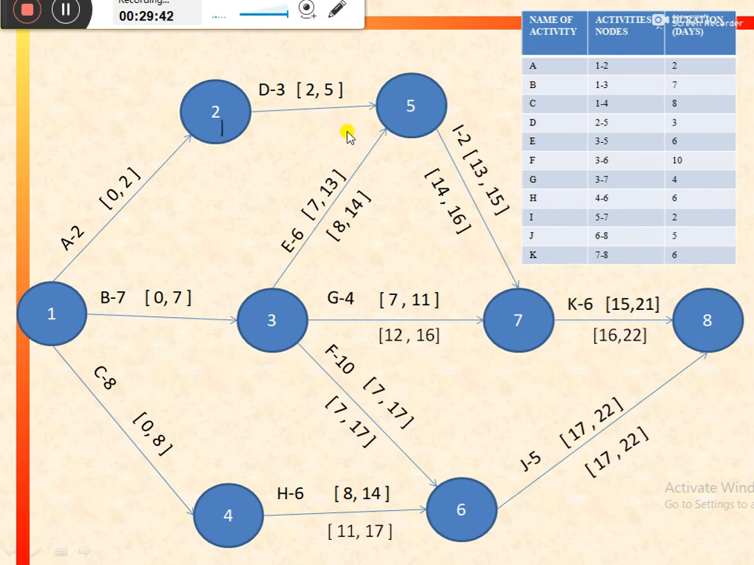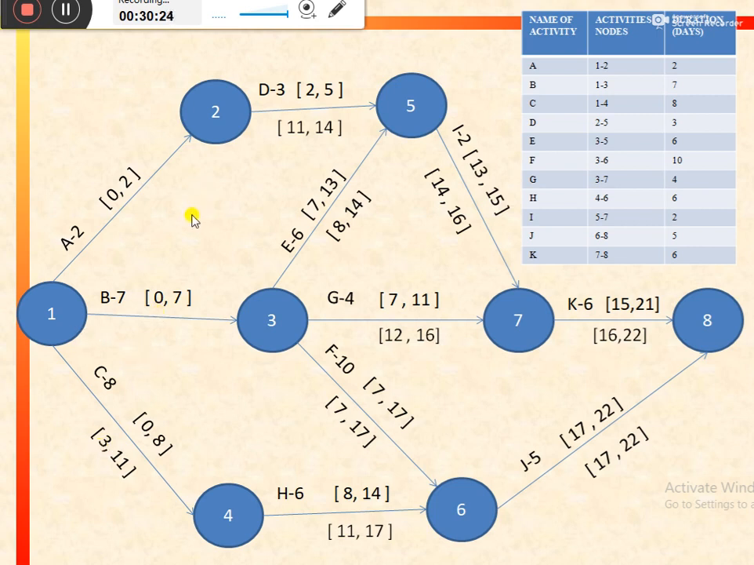Now comes on the activity D. For activity D, the successor activity again is I, for which the latest start is 14. So latest finish for activity D would be equal to 14, and latest start would be 14 minus 3, that is equal to 11. Now comes on the activity C, for activity C, the successor activity is H, for which the latest start is 11, so it would be latest finish for activity C, that is equal to 11, and so latest start would be 11 minus 8, that is 3.